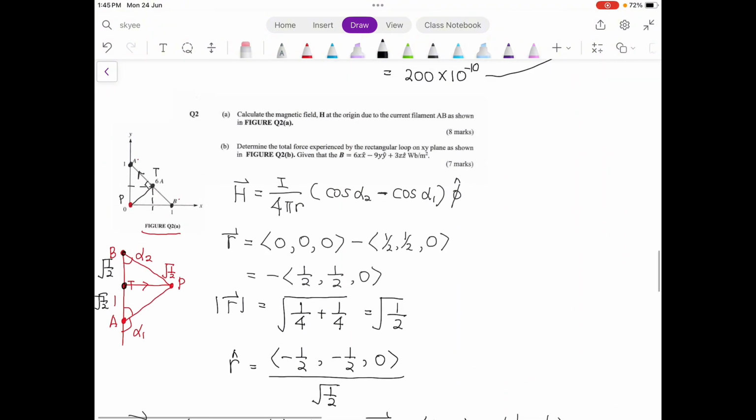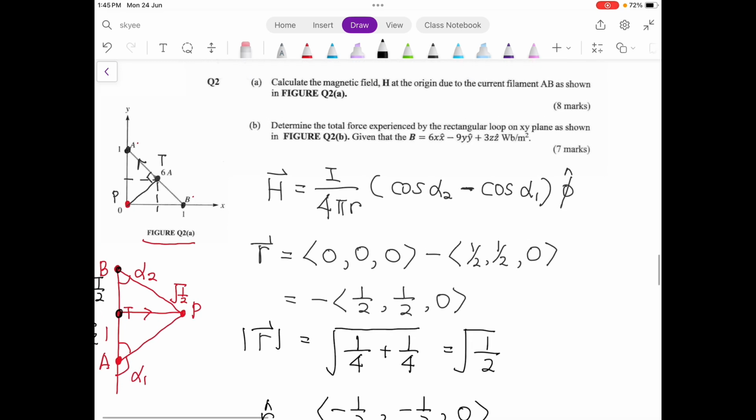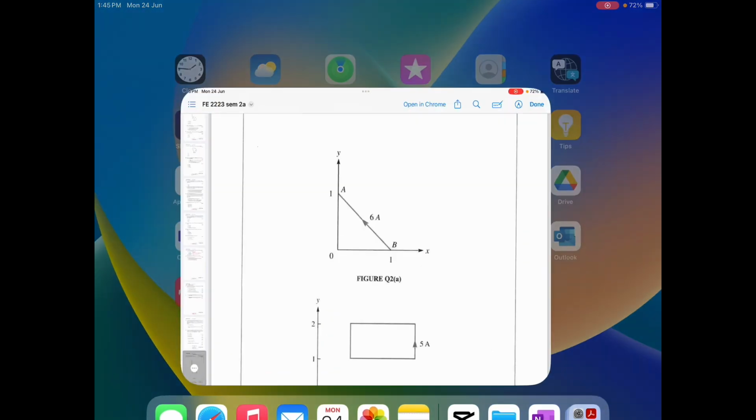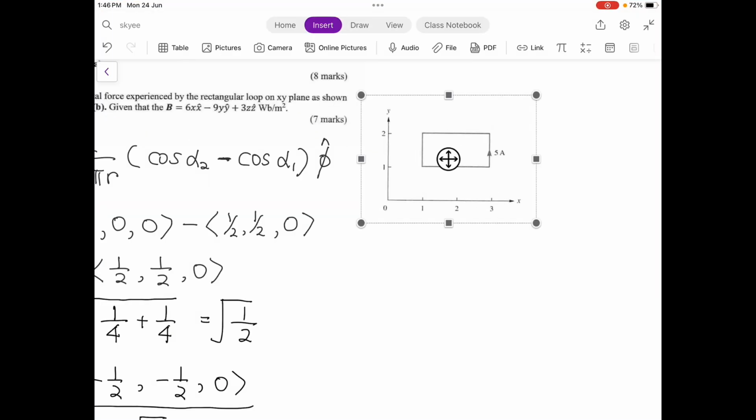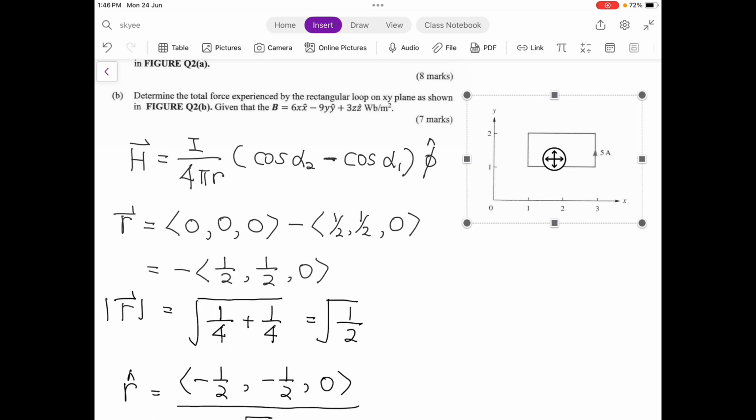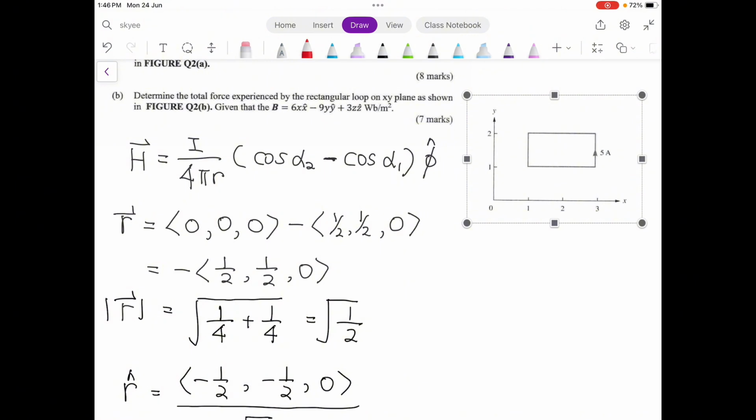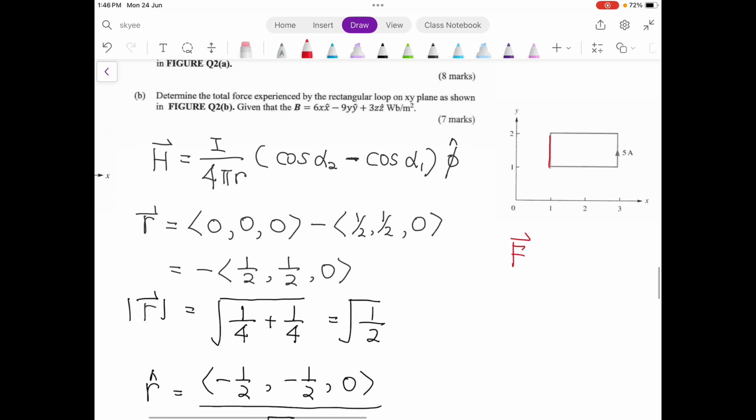Now we look at question B. Again, question B: determine the total force experienced by the rectangular loop on the XY plane as shown in the figure. So given the B is equal to this one. We refer back to figure Q2B. You can see there is a square loop, and you have to find the force experienced. So now you have how many elements here? You have element 1, element 2, element 3, and element 4.